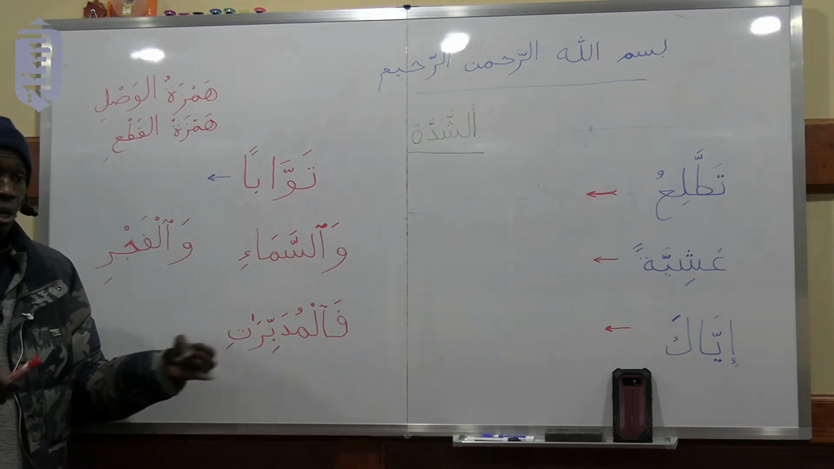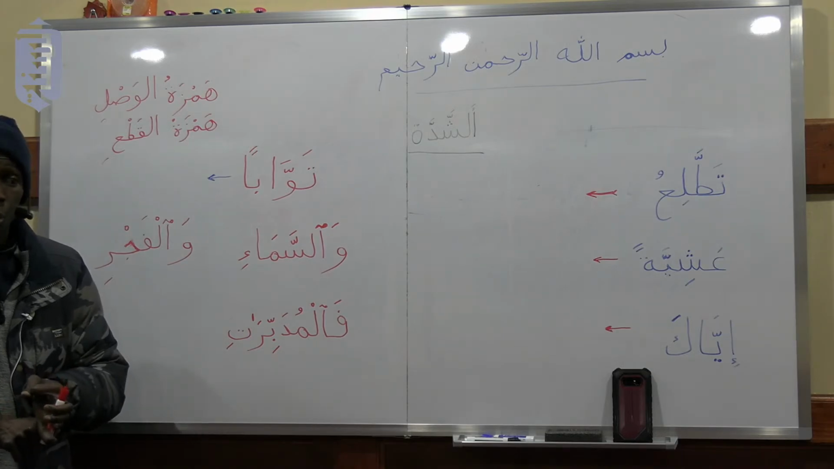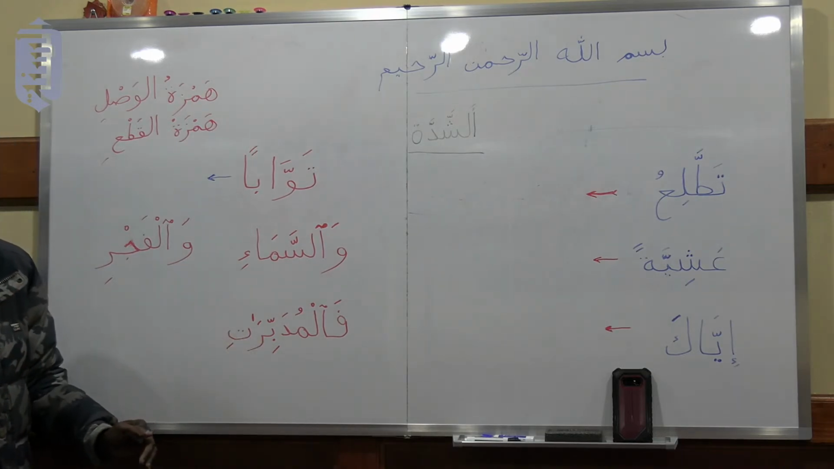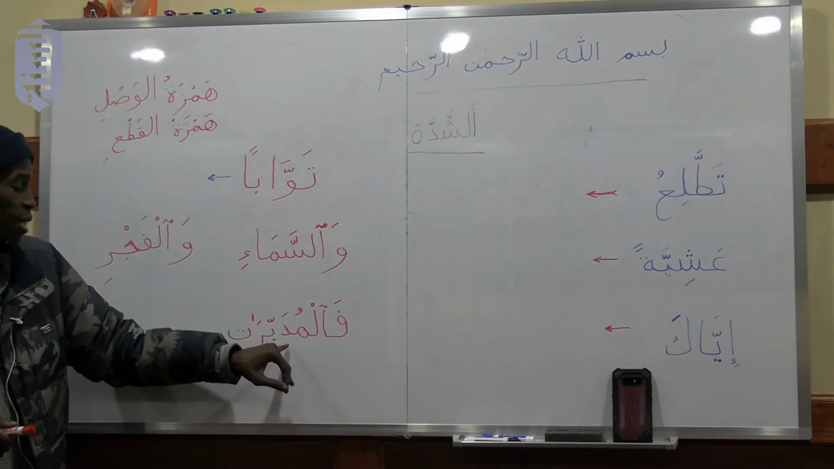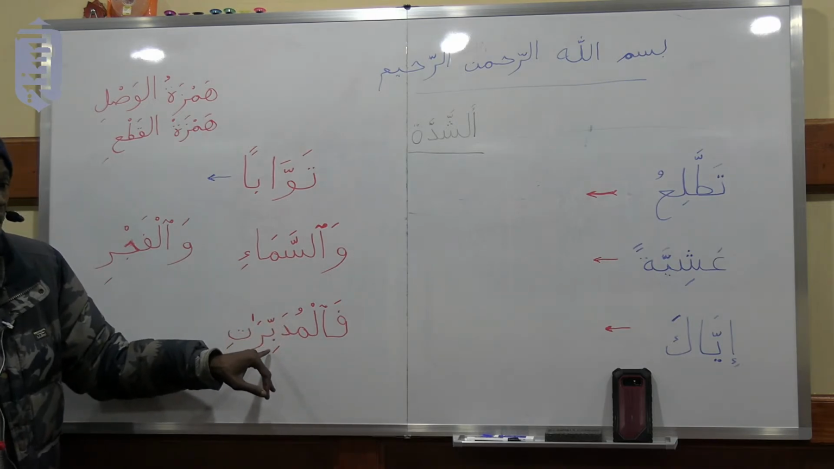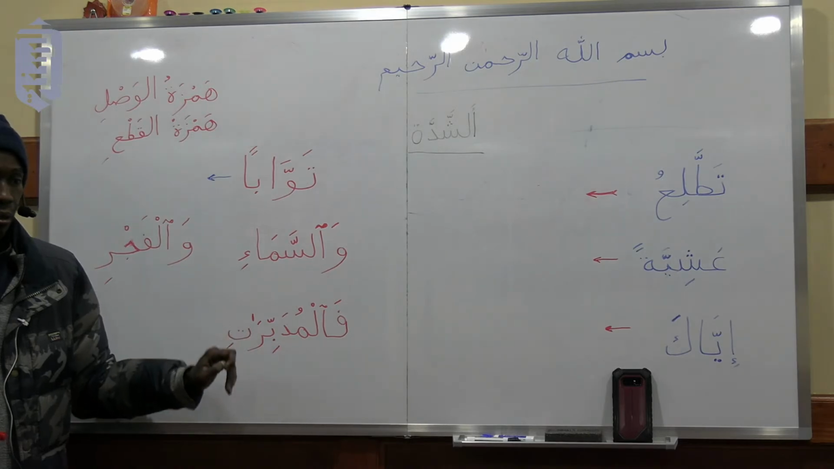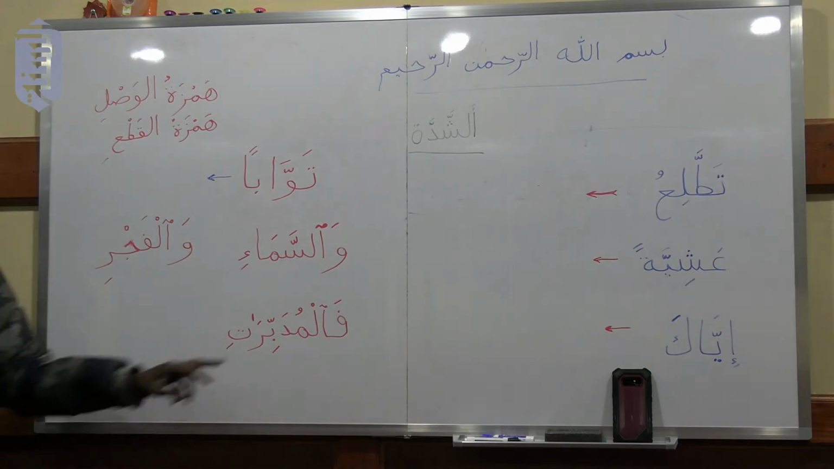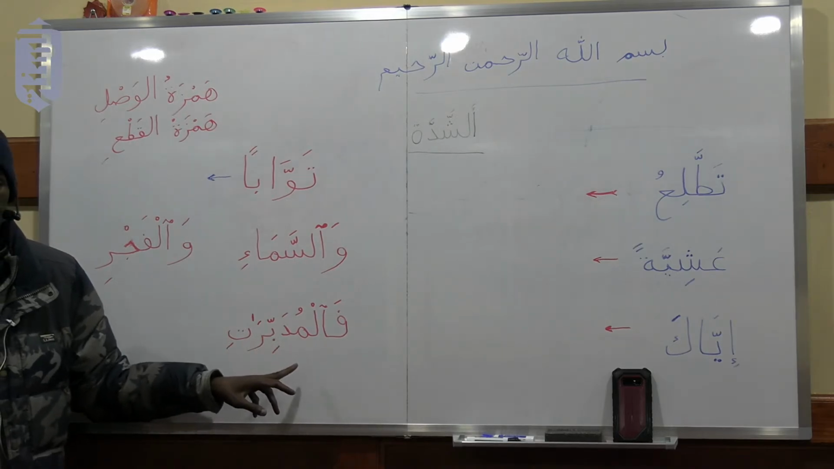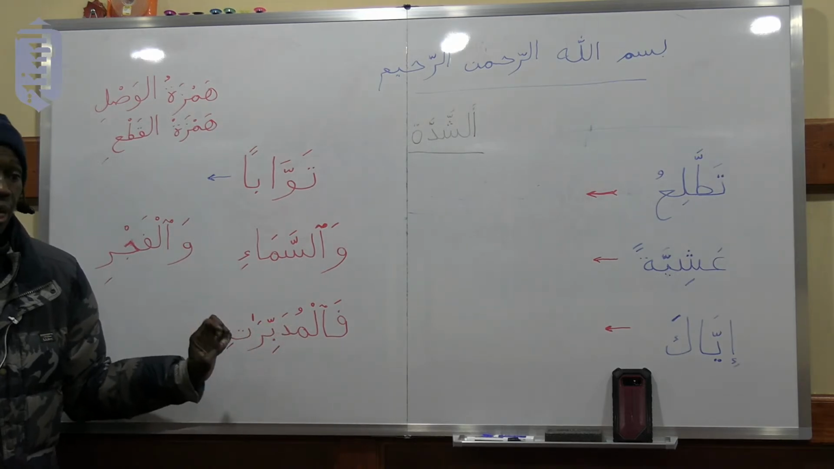The shadda is not spelled on its own. The mad is not spelled on its own. The sukun is not spelled on its own. They are linked to whatever came before them. Always. Therefore, you said dal, but you should have said dal, fatha, ba, shadda, daba. Dal, fatha, ba, shadda, daba. Dal, fatha, ba, shadda, daba.